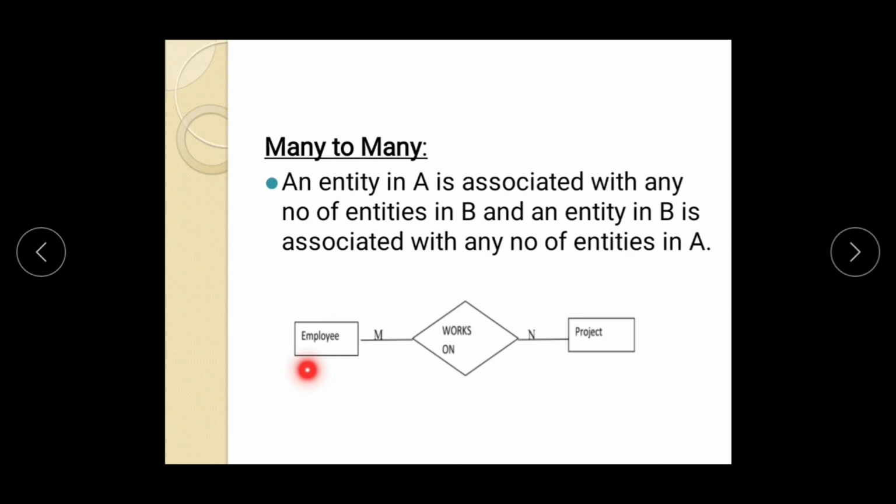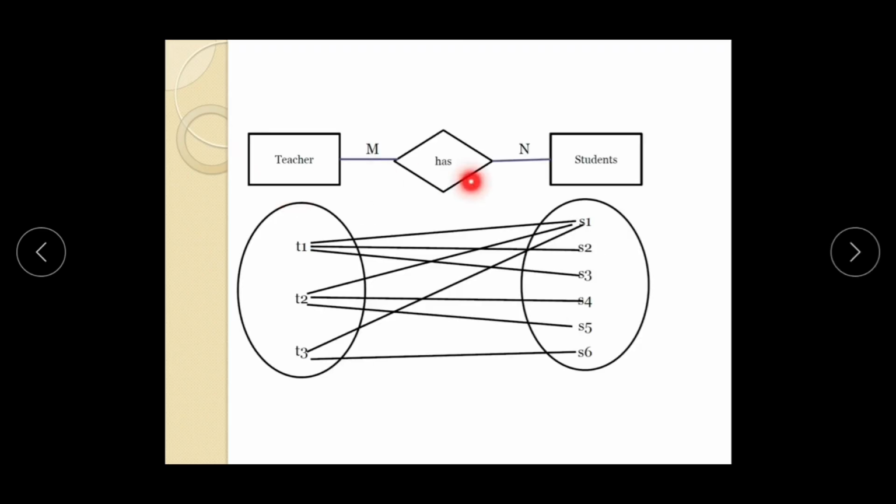So this means that an employee works for many projects. In the reverse way, we can say that a project is worked on by many employees. Both ways we can say, both are correct. Clear? This is another example: a teacher has many students, and a student is taught by many teachers. Both are correct. A teacher teaches many students, and a student will be taught by many teachers.